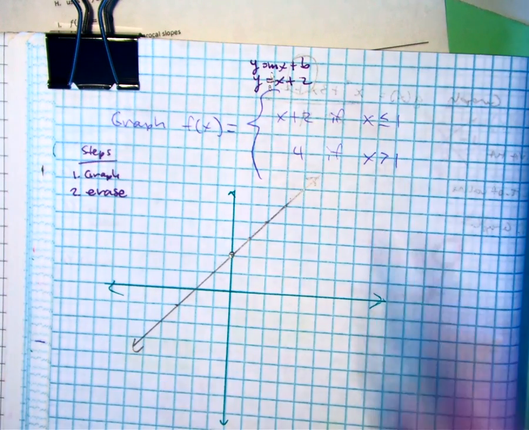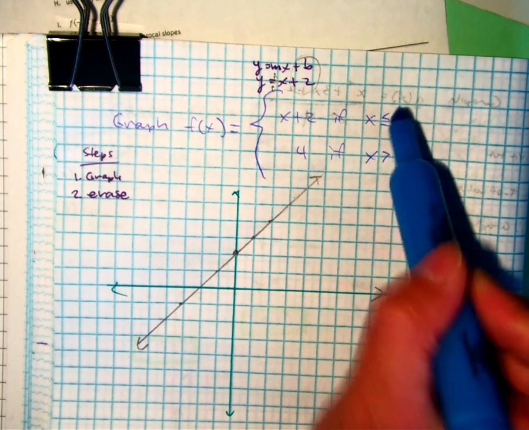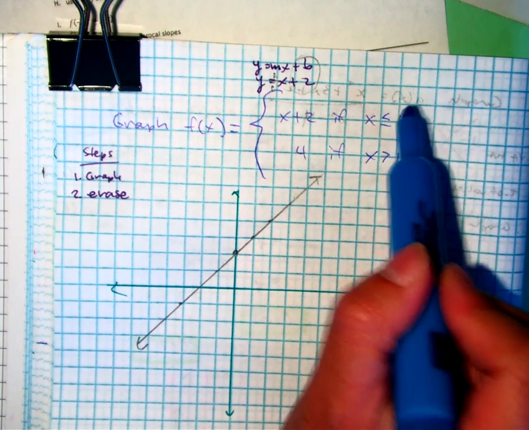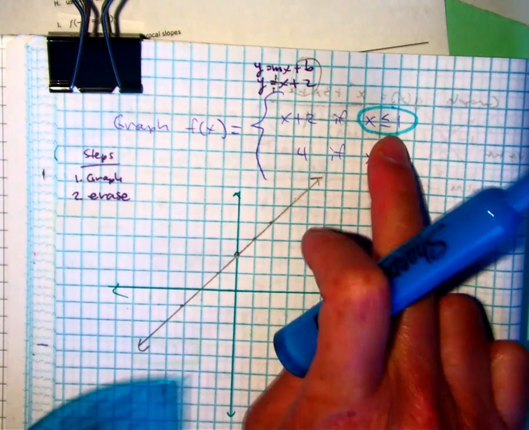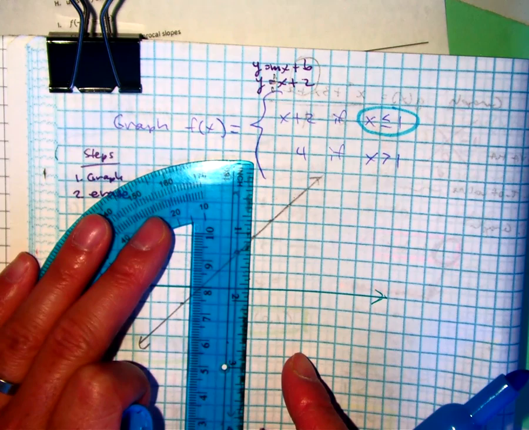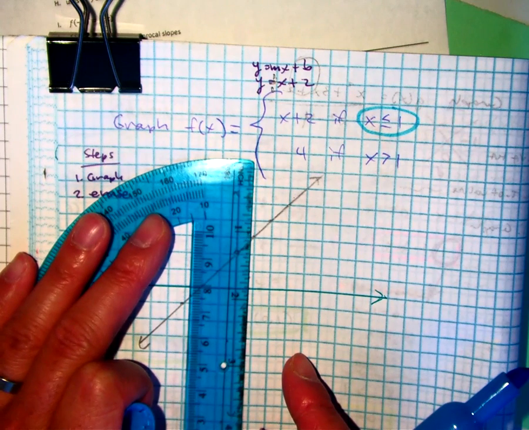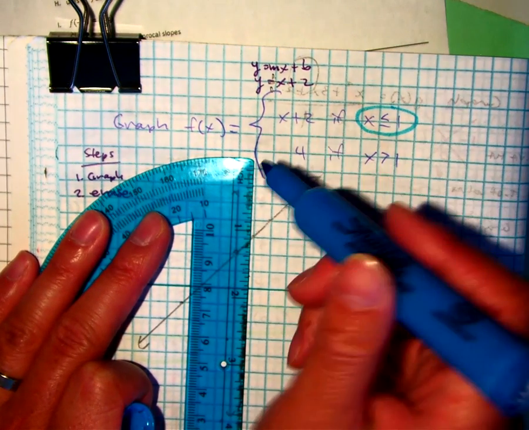Alright, let's look at our restrictions. If x is less than or equal to 1, if you put your pencil at 1, where x is 1, there's this line here. Now, it's not an asymptote. It's like a fake boundary. Everyone say fake boundary.